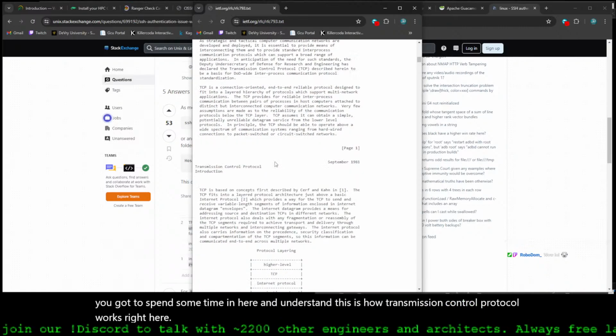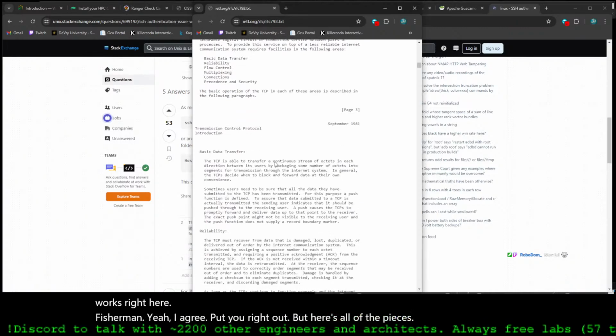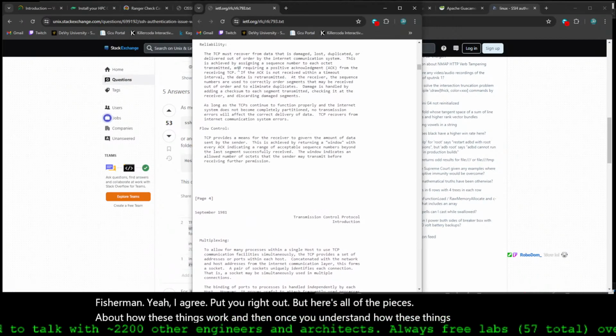Fisherman, yeah, I agree. Puts you right out. But here's all of the pieces about how these things work, and then once you understand how these things work, then you can go start messing around with them.